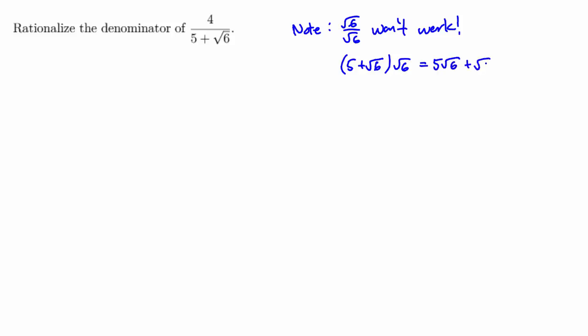Note that the square root of 6 over the square root of 6 won't work. And to briefly look at why, we could take 5 plus the square root of 6 and multiply it on the right by the square root of 6. When I distribute that, I'll get 5 times the square root of 6 plus the square root of 6 times the square root of 6. That second term is fine. It just becomes 6, but the first term remains 5 times the square root of 6. So I have 5 times the square root of 6 plus 6, and that's not rational.